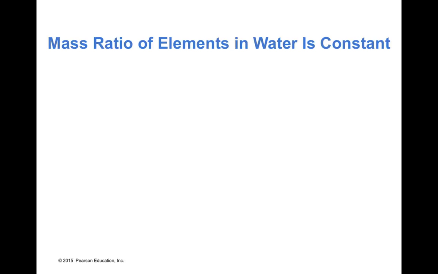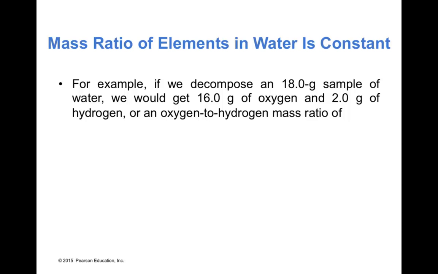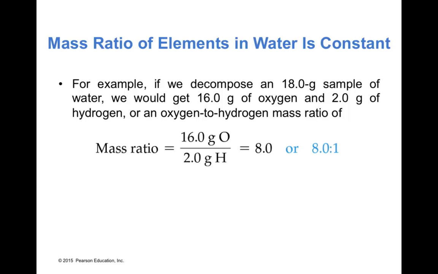So the mass ratio of elements in water is basically constant. If we have a sample of 18 grams, for example, of water, we will always get 16 grams of oxygen and 2 grams of hydrogen. Or a mass ratio between oxygen and hydrogen of 16 grams divided by 2 grams, 16 grams of oxygen divided by 2 grams of hydrogen, is going to be equal to 8. Okay, this is basically the ratio.